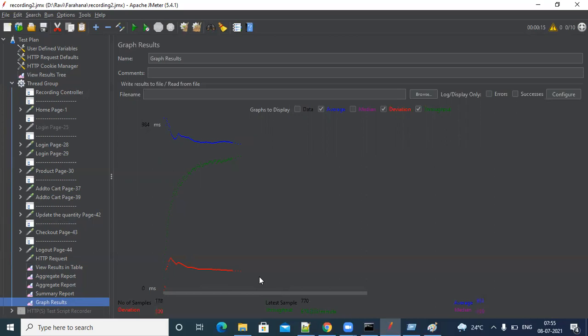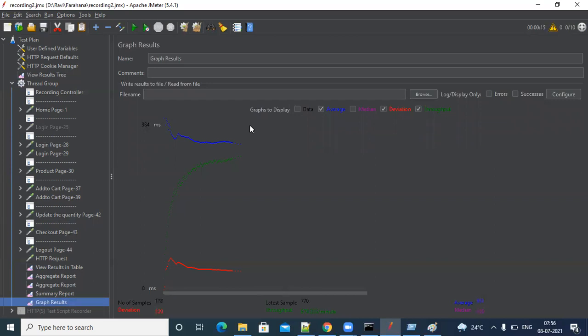Whenever this deviation suddenly increases, and whenever this throughput suddenly decreases, throughput decreasing is not a proper sign. And if your response time increases, that's not a proper sign. Whenever that is happening, that's where our application is not able to handle the load. We can stop the test, or we can say that we call it the breakpoint.